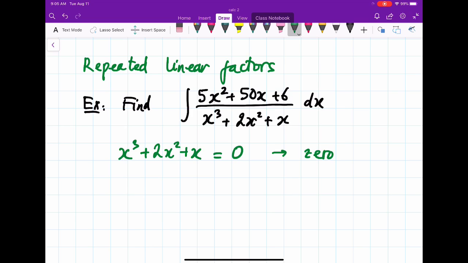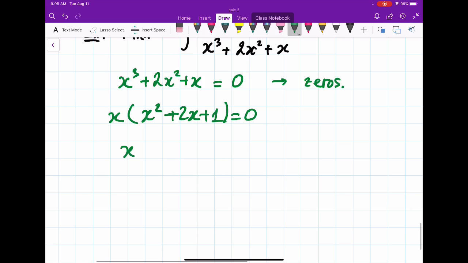So, x is common. You can factor that out. You have x times (x squared plus 2x plus 1) equal to 0. We have seen, x squared plus 2x plus 1 is (x plus 1) squared. So the polynomial has 2 zeros, and one is double, or the multiplicity of that zero is 2. So x equal to 0 or x equal to -1.